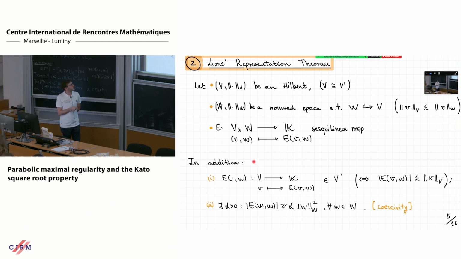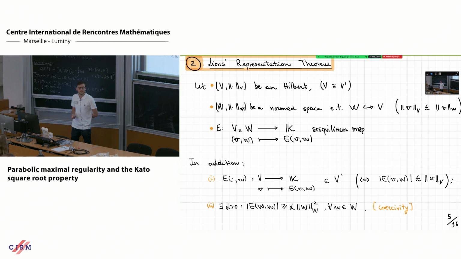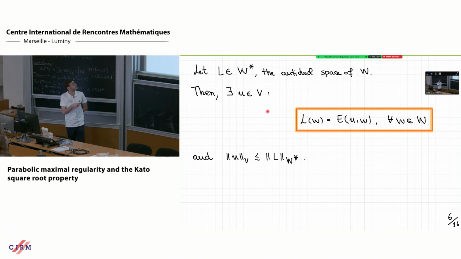And here we will require on the sesquilinear form the continuity with respect to the first variable, while on the other variable we don't have any continuity assumption, and the coercivity. So this makes it more general in the applications, because if we have only a normed space, this means that a bigger class of functions are allowed to be in the space W star. And then the theorem says that there exists a vector U in V, such that we can represent the action of L by the sesquilinear form.